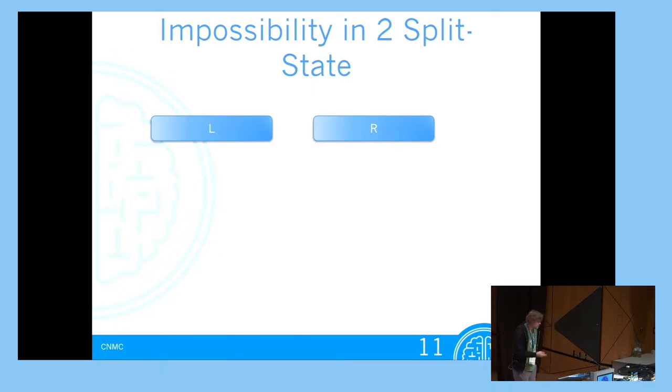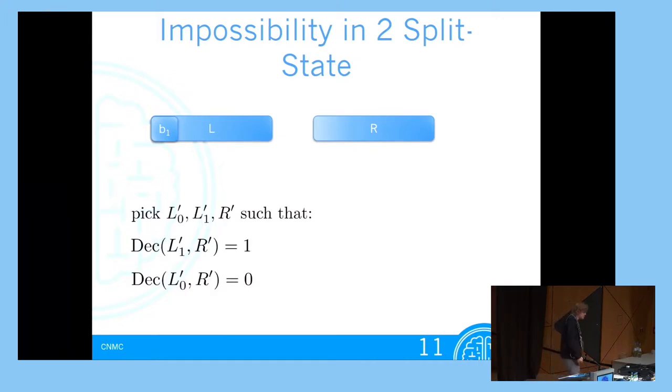The impossibility goes as follows. We've got two states, L and R. Say the first bit of L is B1. And now because it's a two split state model, it has to be secret sharing. And if it has to be secret sharing, then it's indeed possible to pick three vectors, L0 prime, L1 prime, and R prime, such that those two decode to 1, those two decode to 0.